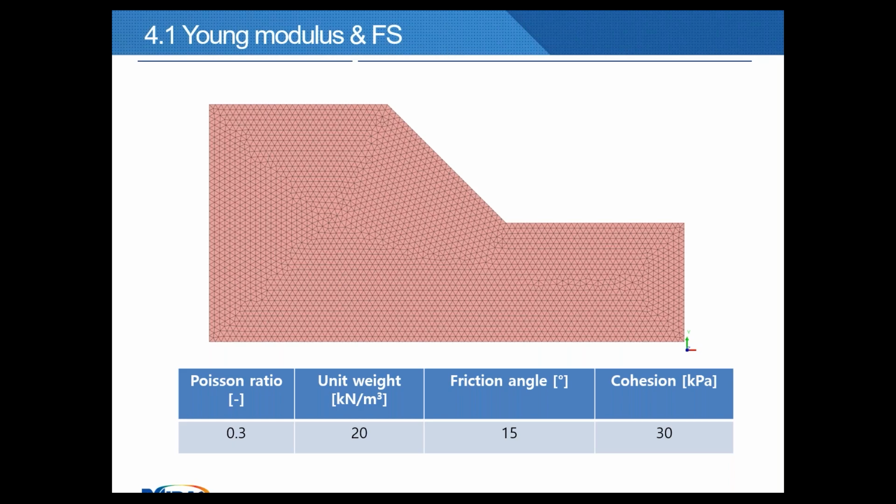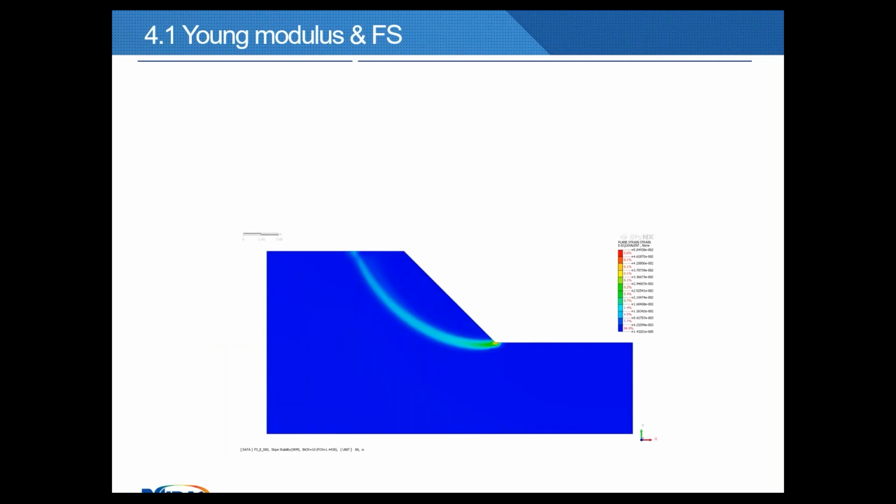This is a simple slope with Poisson ratio 0.3, 20 kilonewton per cubic meter unit weight, friction angle 50 degrees, and cohesion 30 kilopascals. And we have made calculations of this model for 3 different Young modulus values.